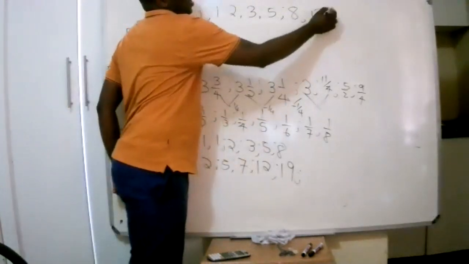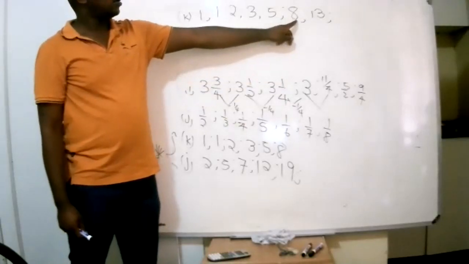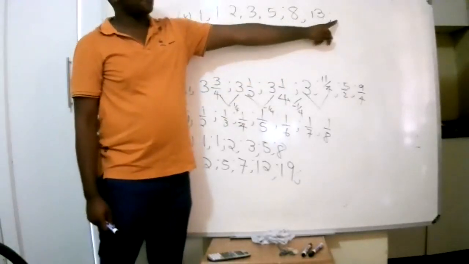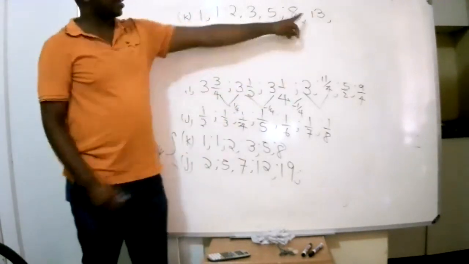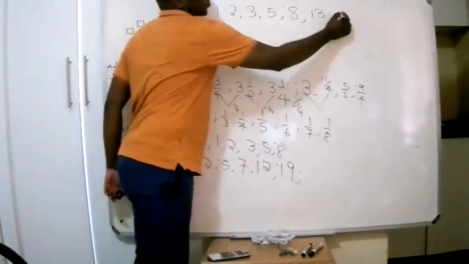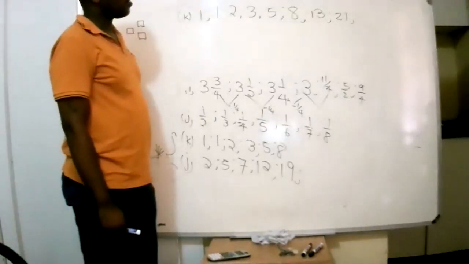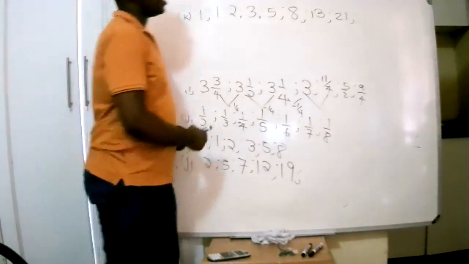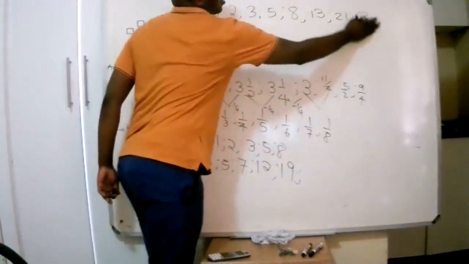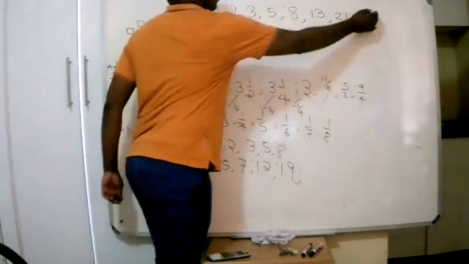Very true. And then after 13, what are we going to have? 21. How do we get 21? By adding 8 and 13. Yes, we get 21. Very true. And then after 21, we get 34. How did you get 34? By adding 13 and 21.